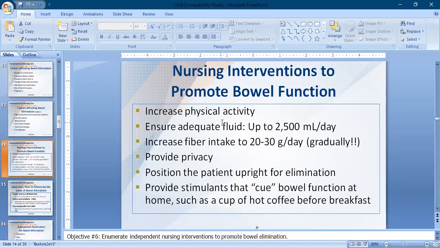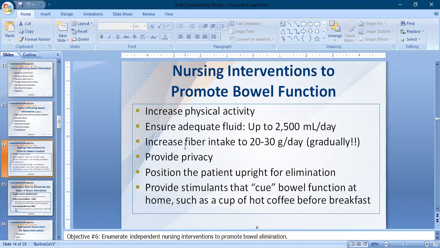Now here, what are our interventions to promote bowel elimination? We have to educate the patient, tell your patient to increase physical activity. After a major surgical operation, as prescribed, after a few hours we assist the patient with movement, ambulating. Ensure adequate fluid intake, 2000 milliliters to 3000 milliliters, or 2 to 3 liters per day. Increase fiber intake to at least 20 to 30 grams per day.